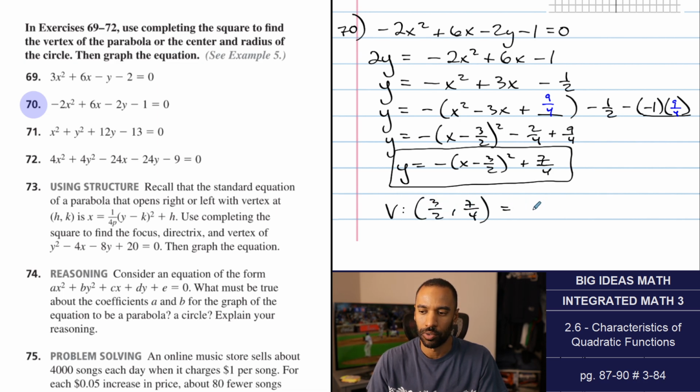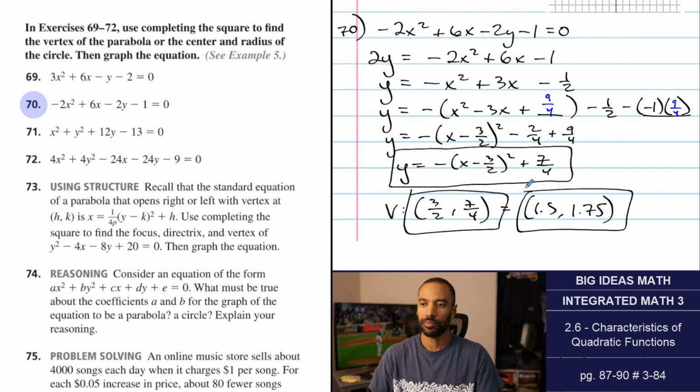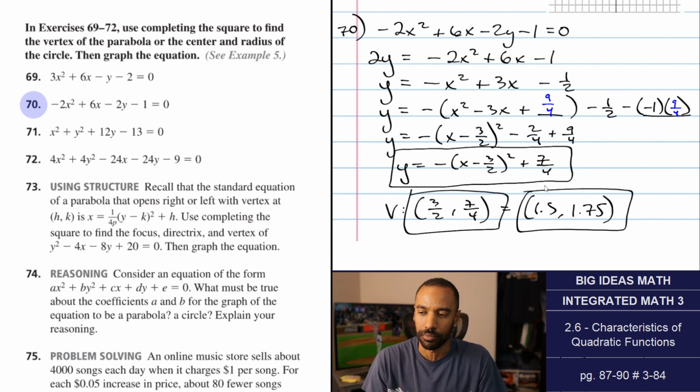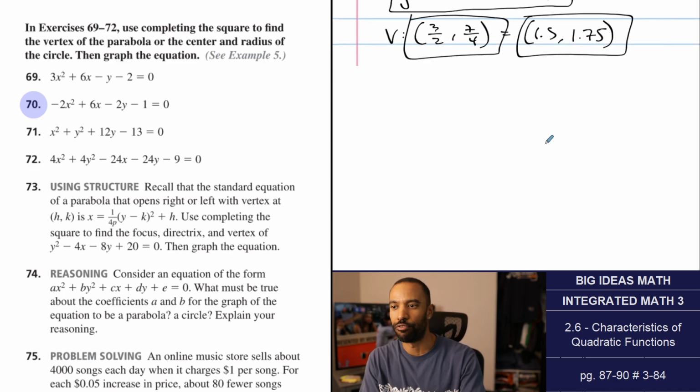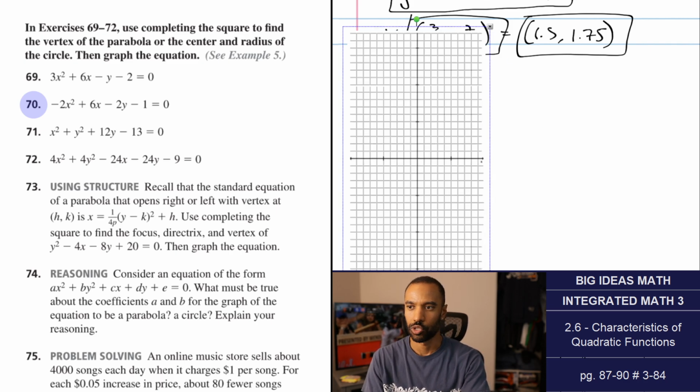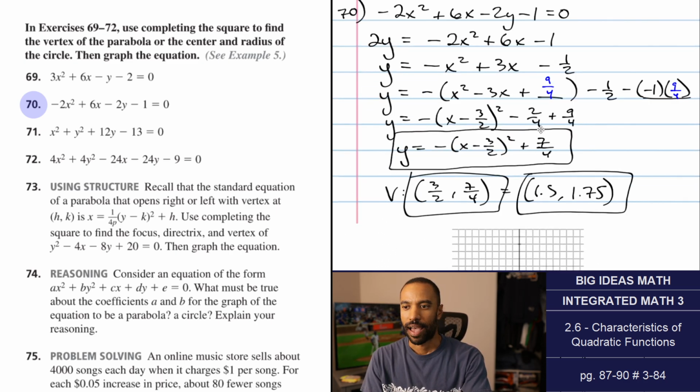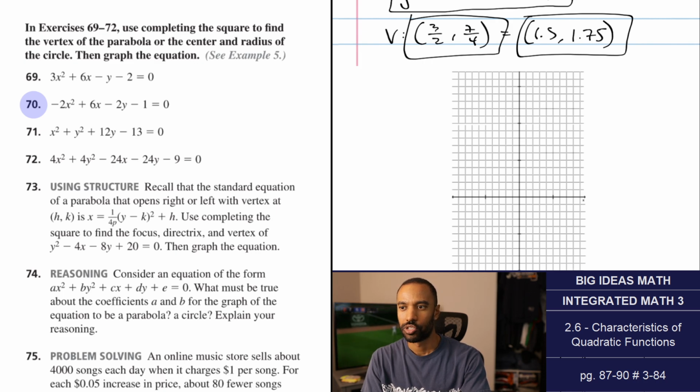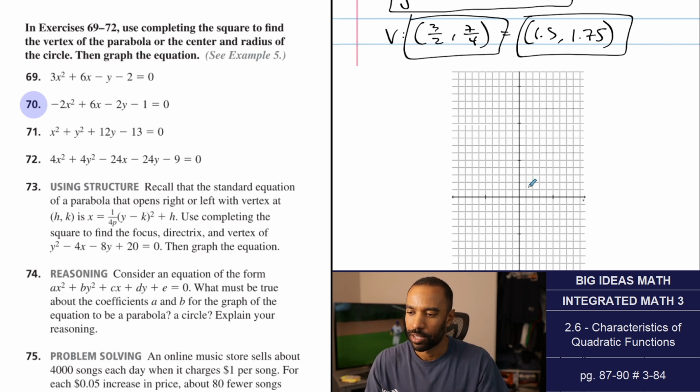By the way, that's also 1.5 comma 1.75, whether you write it like this or like that. I will do graphing down below. The y-intercept is negative 1 half as well. And the stretch factor is negative 1. So this graph will go downward. So I got 1.5 comma 1.75 right here. Not very fun. Y-intercept is negative 1 half.